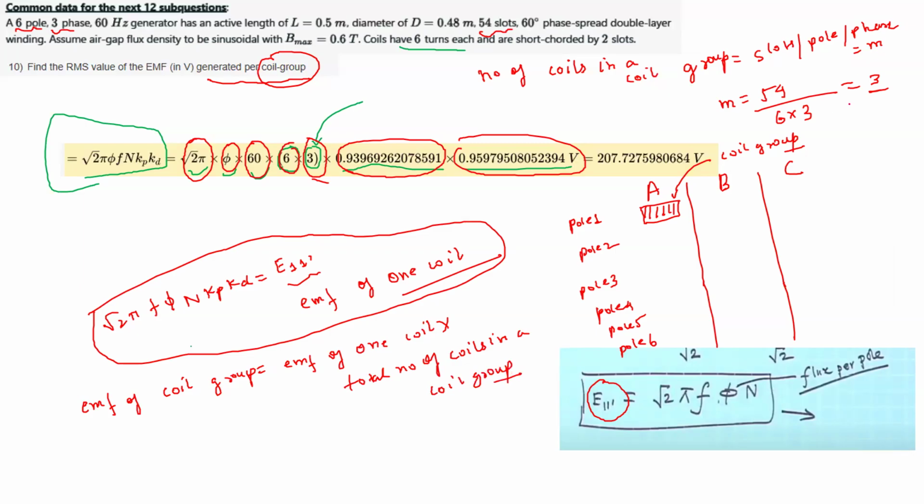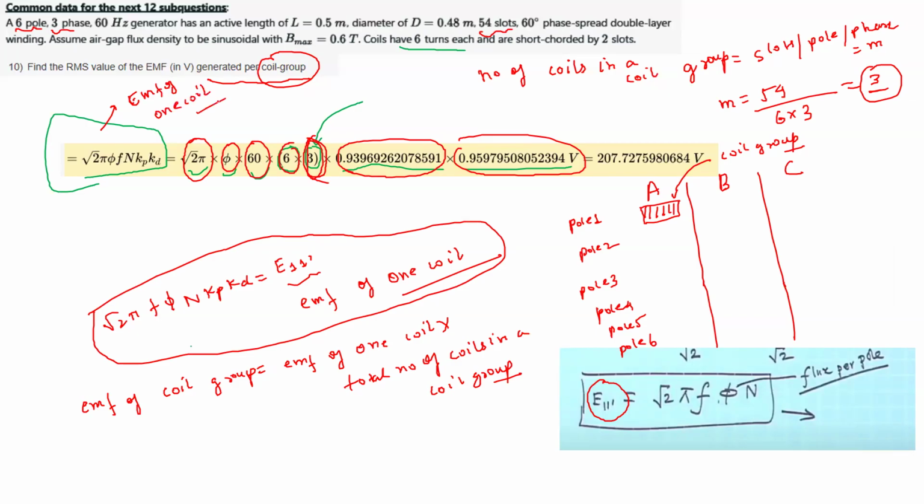Okay, so we have seen that this is 3. That is why we were unable to know what this 3 was. So 3 is the total number of coils in a coil group, and this is the EMF of one coil.